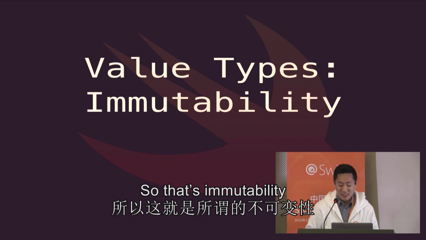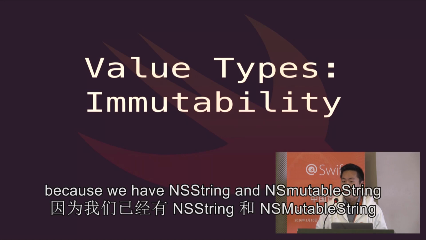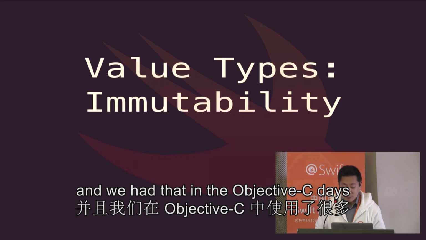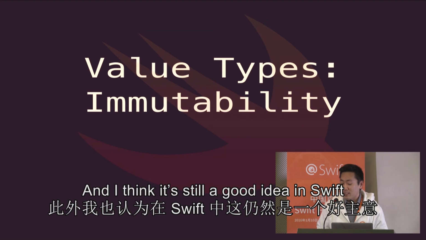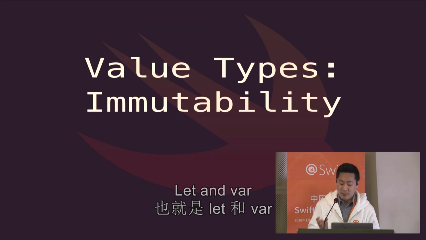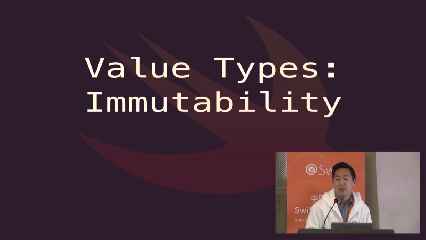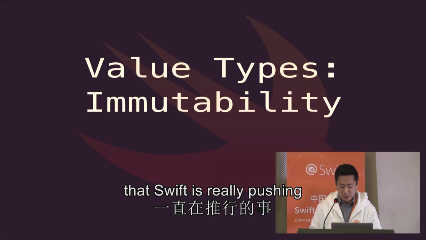All right, so that's immutability. I think it's something that we're already used to from Cocoa, again, because we had the NSString versus NSMutableString, and we had that in the Objective-C days. And I think it's still a good idea in Swift, and Swift makes it a little bit easier with just the keywords, right? Let and var. So it's something that's right inside the language, so I think it is something that Swift is really pushing.